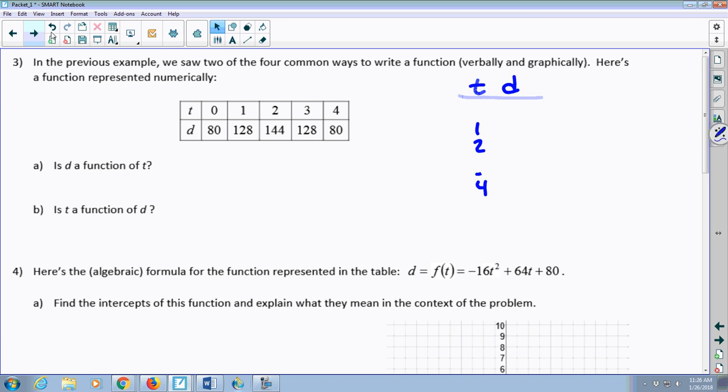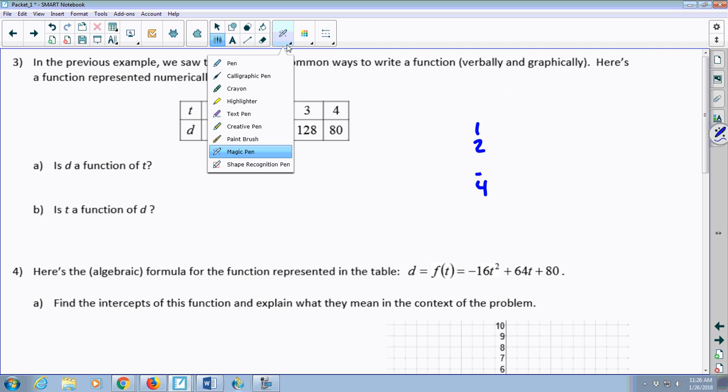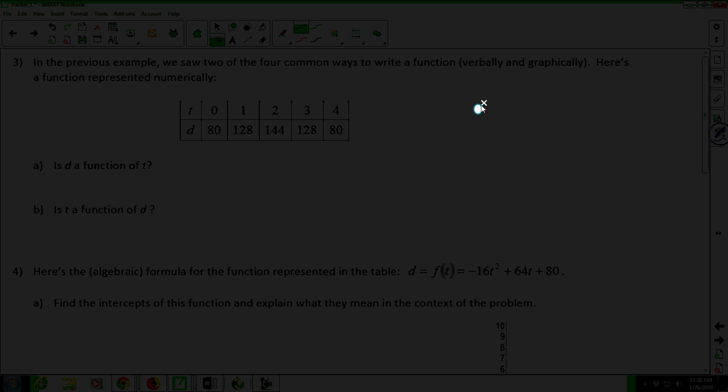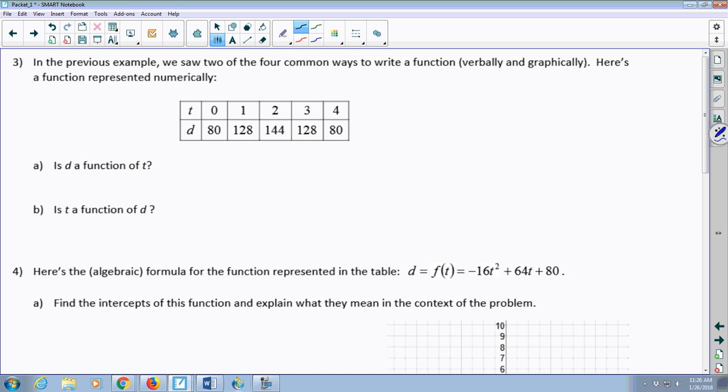Oh, I forgot I still have my magic pen on, so it's all disappearing. Whoa, that's pretty wild, huh? Did I throw you for a loop there? So it's the same as having it set up in your traditional columns, okay?